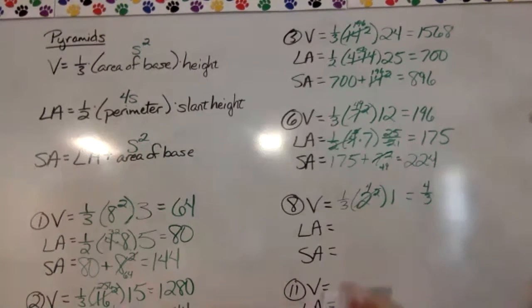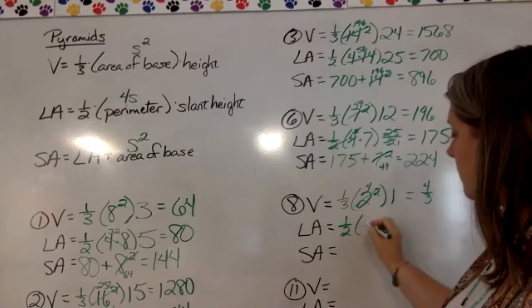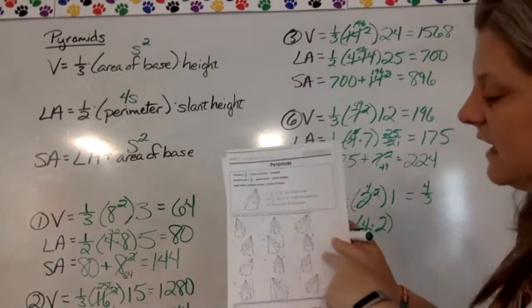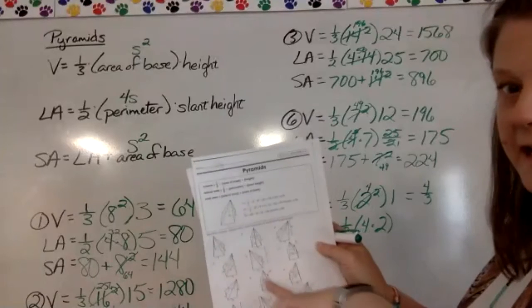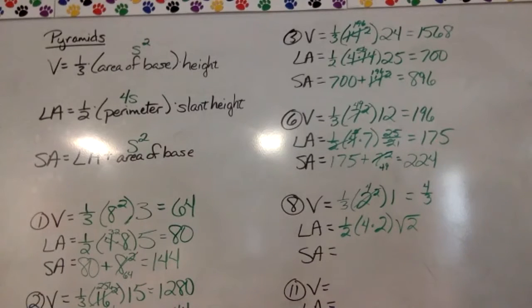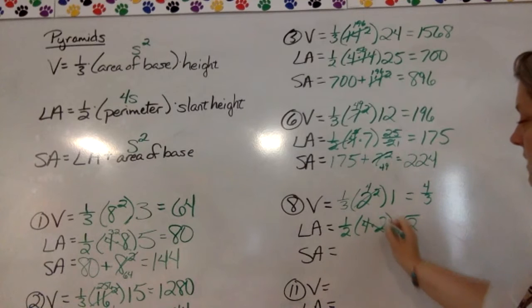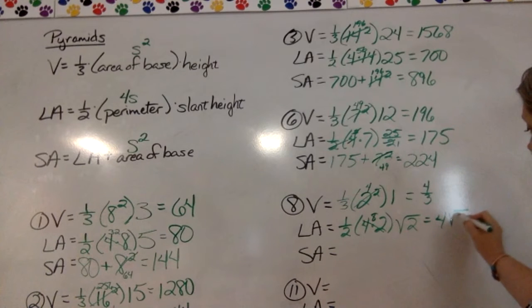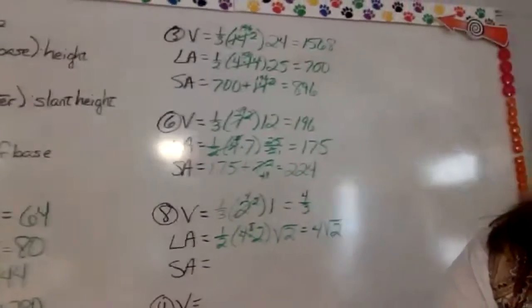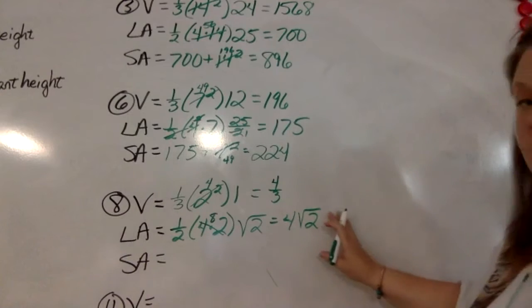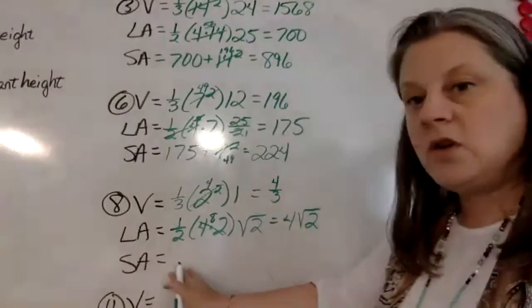Now my lateral area is 1/2 times the perimeter of the base, 4 times 2, because each side was 2, times the slant height. Now your slant height, remember, is the one that's on the triangle that's leaning up the side of the pyramid. So that was the one that was our square root of 2. Okay? So I look for things. 4 times 2 is 8. 1/2 of 8 is 4. So 4 times square root of 2 is simply 4 square root of 2. You can't actually multiply these together because one's outside the radical, one's underneath. So you write them right next to each other.